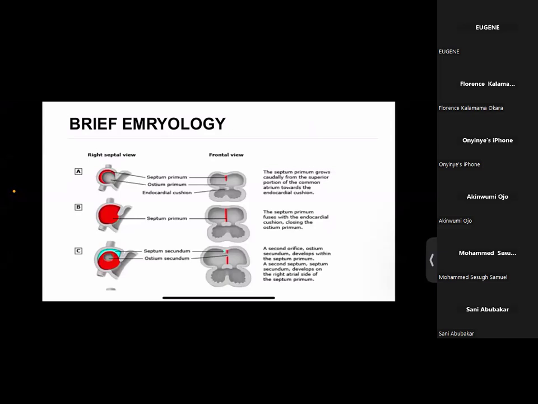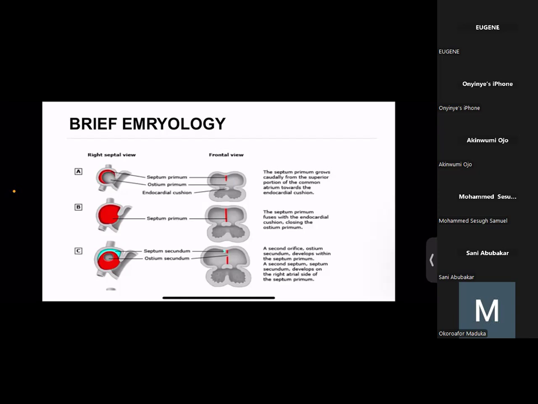A brief embryology for us to understand how the atrial septum is formed. In the A picture, the septum primum grows caudally from the superior portion of the common atrium, and it grows downwards towards the endocardial cushion. The septum primum fuses with the endocardial cushion and closes the ostium primum, because the ostium primum is the first one, that is the space between the endocardial cushion and the septum primum when it starts forming. So the septum primum forms downward and closes the ostium primum by fusing with the endocardial cushion.